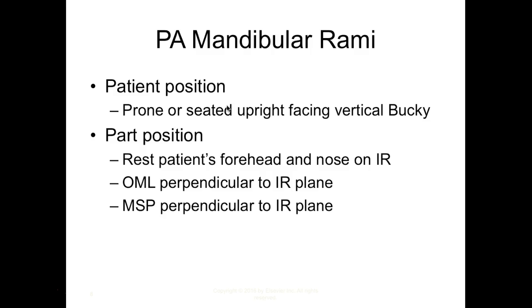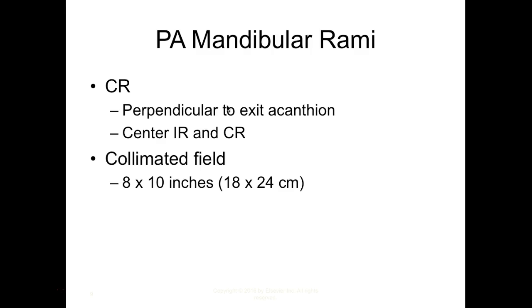So with the PA for the rami, you're going to have the patient prone or seated, upright facing the vertical bucky if they can. You want the patient's forehead and nose on the IR. Your OML is going to be perpendicular to the IR plane, and your MSP is perpendicular to the IR plane. Your CR is perpendicular to exit the acanthion, and you're going to be 8 by 10, but you're going to collimate down to the mandible.